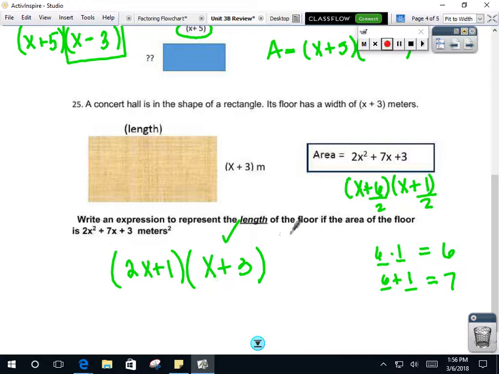A lot of you won't have to factor, though. You'll just see this and go, okay, well, what times x would be 2x squared? 2x. And what times 3 would be a 3? A 1. You would just fill in the missing pieces to make this work.